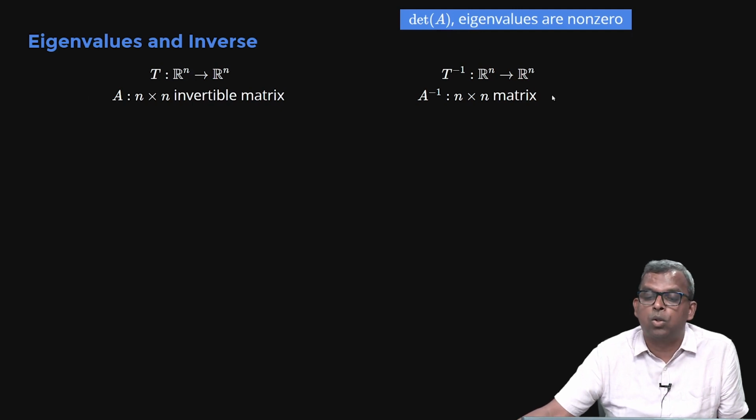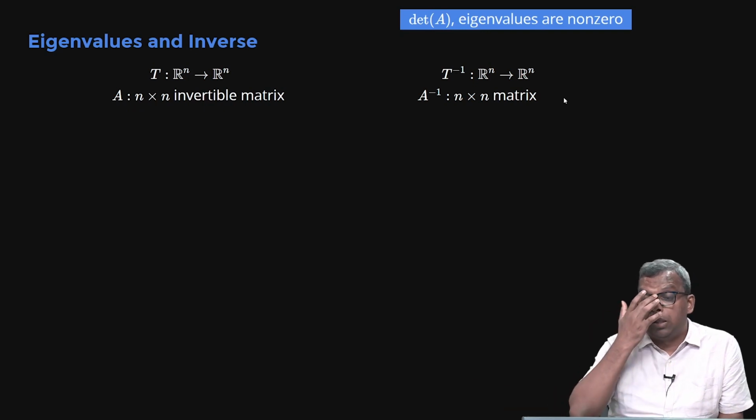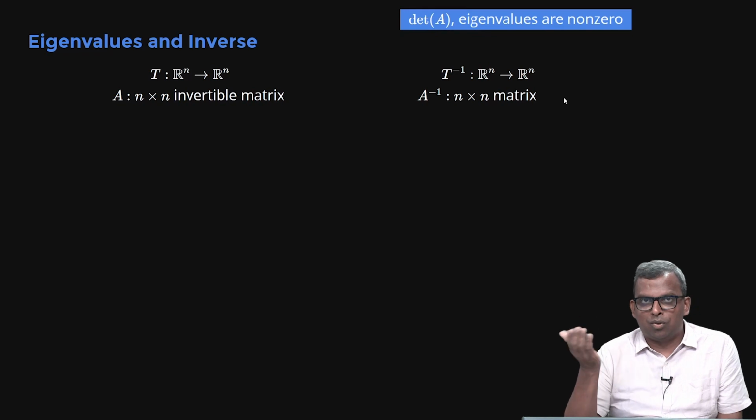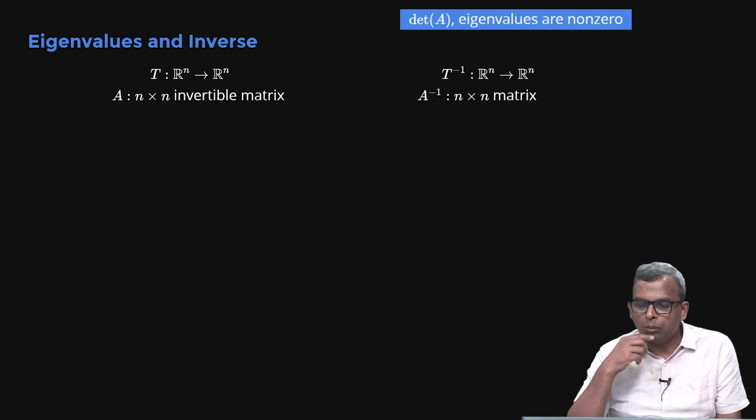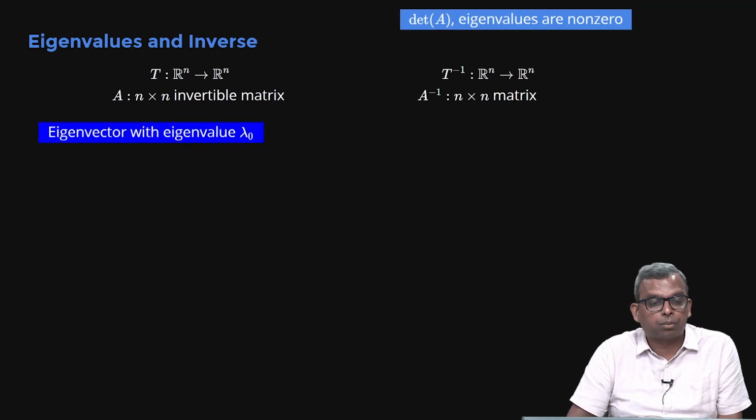So T inverse is also an operator from Rn to Rn, and the matrix A inverse is the n by n invertible matrix corresponding to this guy. Of course, for the determinant of A, eigenvalues are all non-zero, right? We know that that's true. You can't have a zero eigenvalue, right? So we saw the relationship between zero eigenvalue and rank of the matrix. Rank here is n, so no zero eigenvalue.